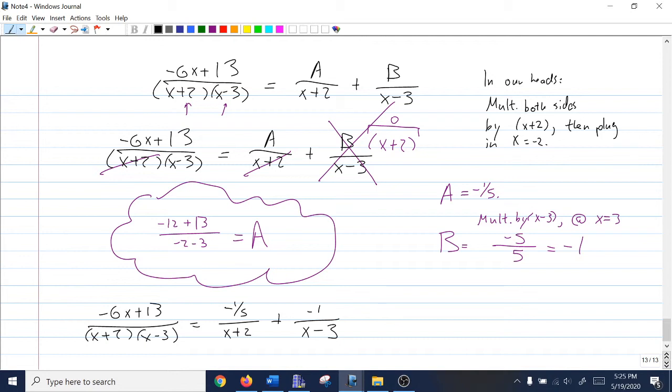Oh, here's what's wrong. Negative 2 times negative 6 isn't negative 12, it's positive 12 plus 13. That makes this 25 over negative 5, which is negative 5. I knew it was weird for one to be a fraction and not the other one. So the answer should have been negative 5 over x plus 2.